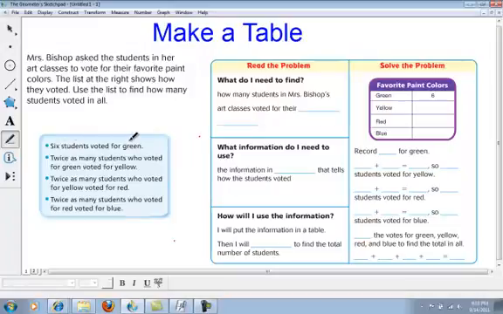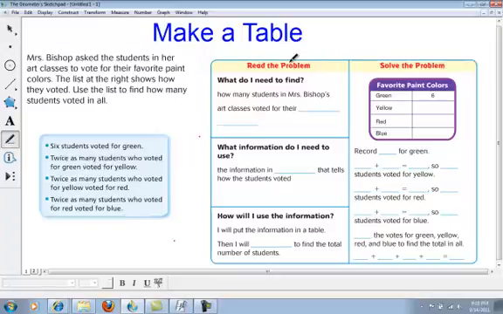6 students voted for green. Twice as many students who voted for green voted for yellow. Twice as many students who voted for yellow voted for red. And twice as many students who voted for red voted for blue. So let's look over here and figure out how to solve this problem.